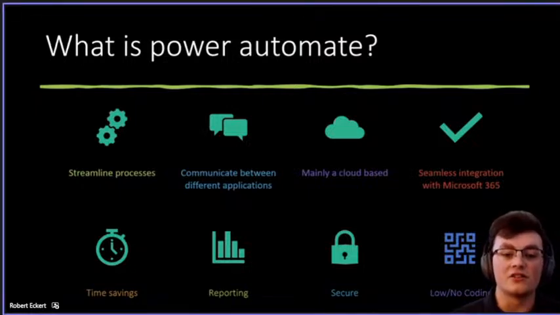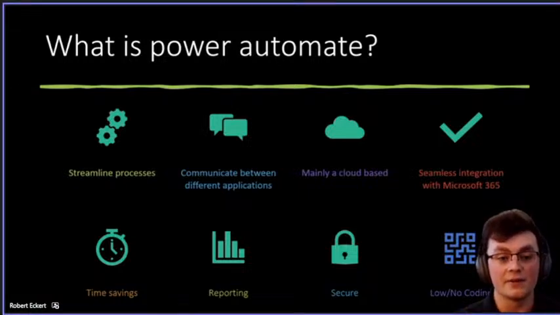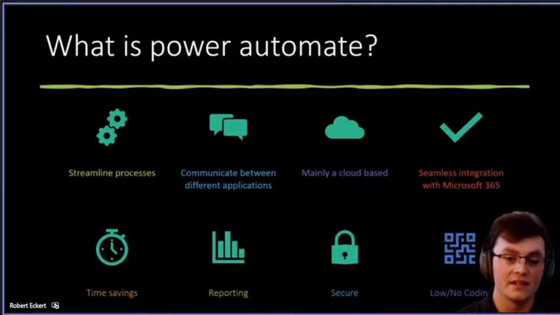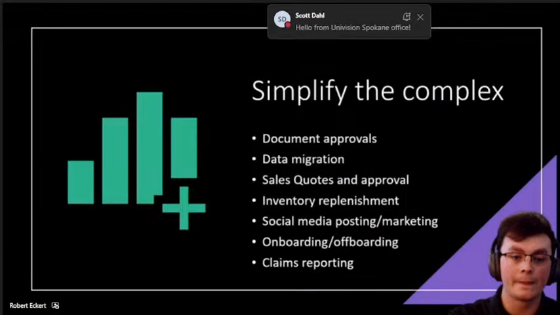So what is Power Automate? Power Automate is a way to streamline processes on the Microsoft 365 platform. It is mainly cloud-based. Power Automate is meant to save time on tedious or extensive tasks. It could be a complex workflow or a simple process. It offers real-time reporting, can be set to let select users or groups inside of an organization access it, and needs only low to no coding experience to use.